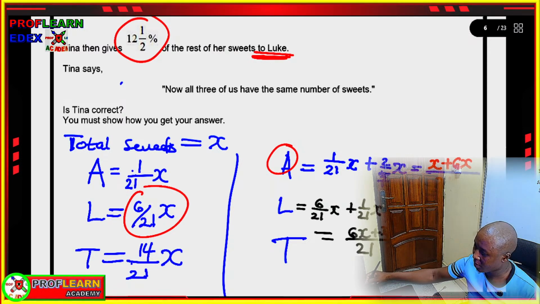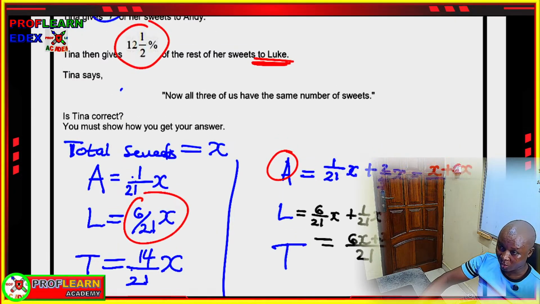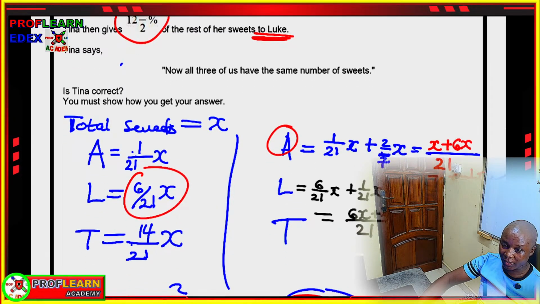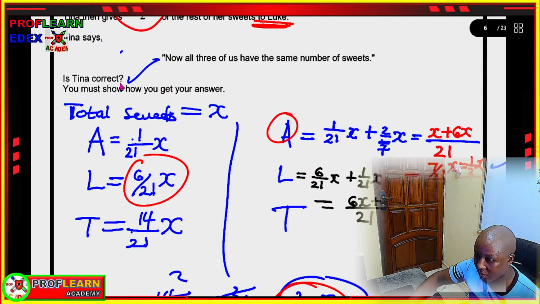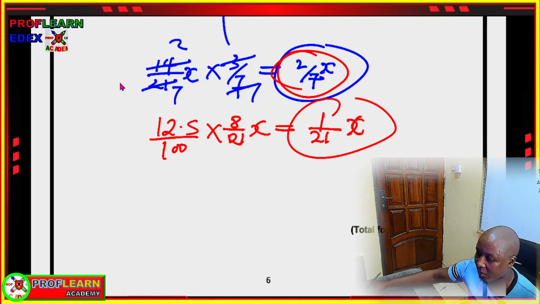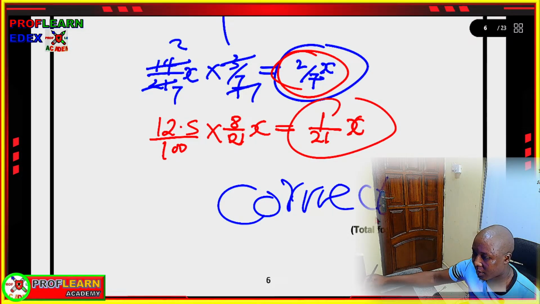So you can see Luke and Andy have the same number of sweets, and that is exactly what we were supposed to show. Is Tina correct? Tina is correct. Yes, that is correct.